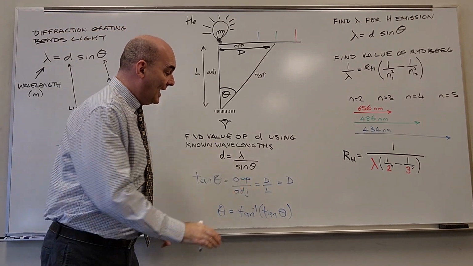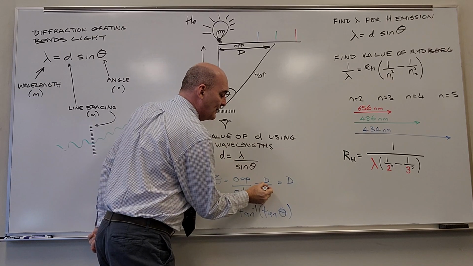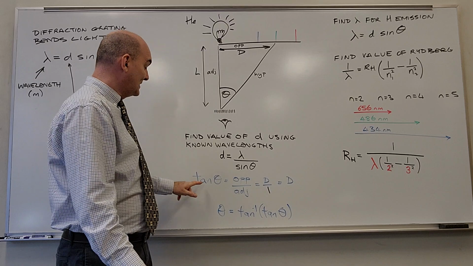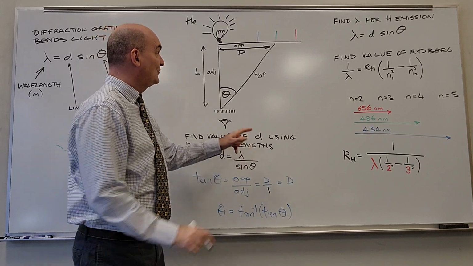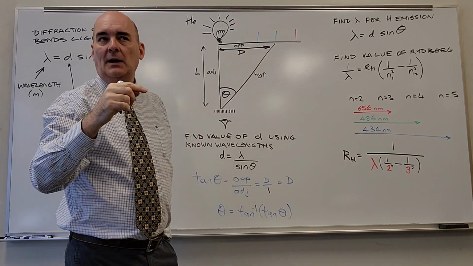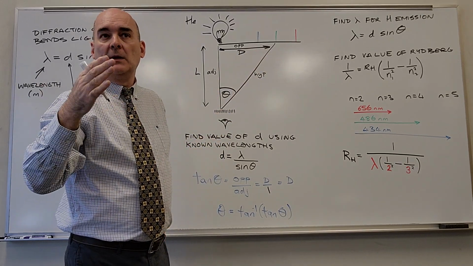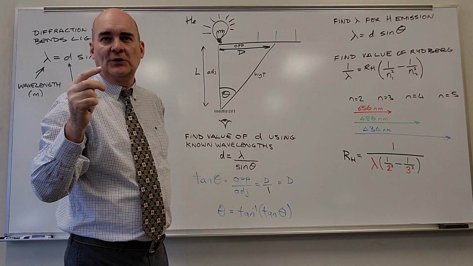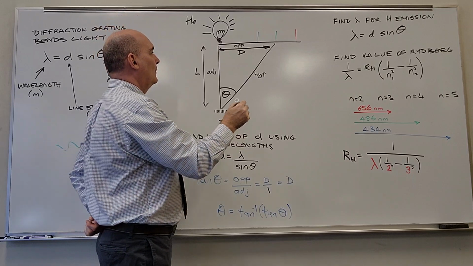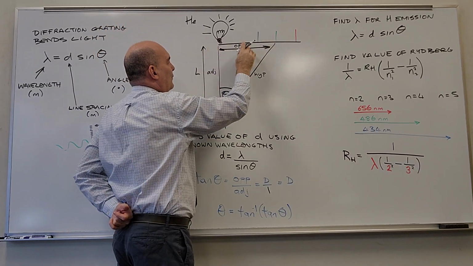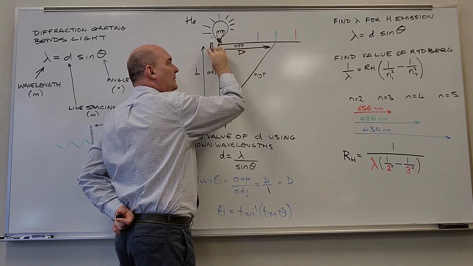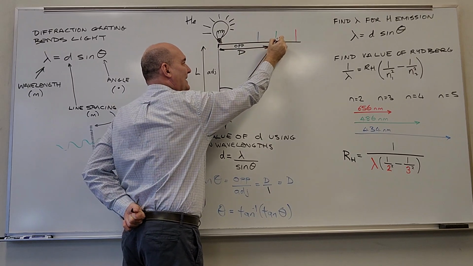So D over L, when L becomes 1, is just D. So the tangent of that angle is just the length of that side that you've measured. Now the meter stick is 1 meter long. It reads in increments of centimeters. So you're going to need to convert your centimeters into meters. And also, depending on whether you're looking at the left or the right, it's the distance from the middle. And if you've got the middle set to be 50, you're going to need to take into account it's this distance.